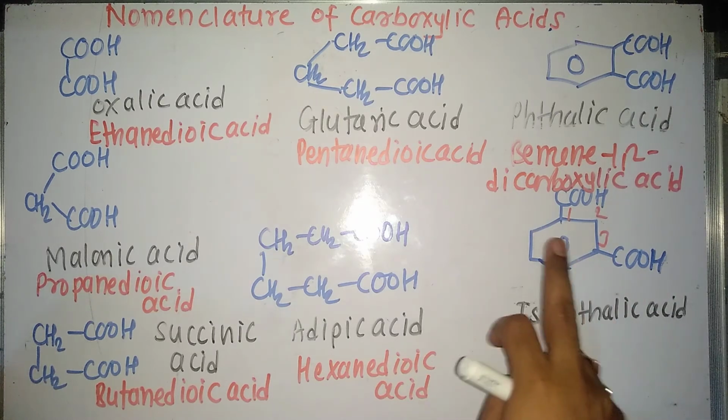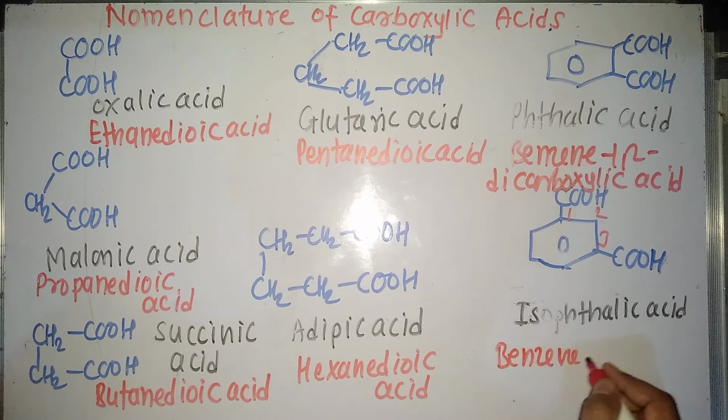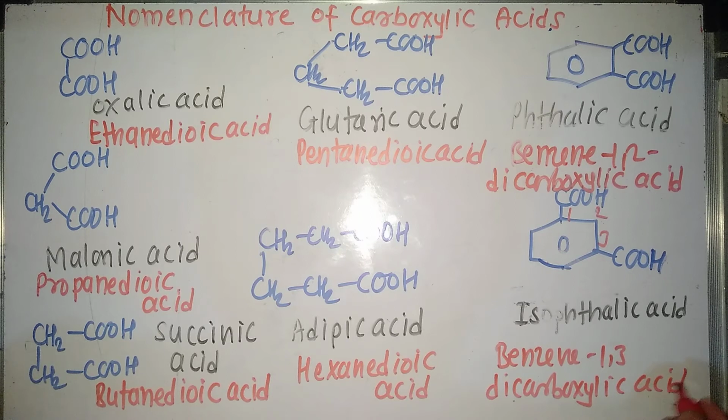The same applies here also. At the 1 and 3 positions there are two carboxylic groups, so the name will become benzene-1,3-dicarboxylic acid. We use dicarboxylic or carboxylic acid separately instead of oic acid when we have a ring compound in which the carboxylic group is attached. At that time the carbon of the carboxylic group is not a part of the parent. That's why in that case we will call it a carboxylic group separately. So that's all about the nomenclature of dicarboxylic acid.